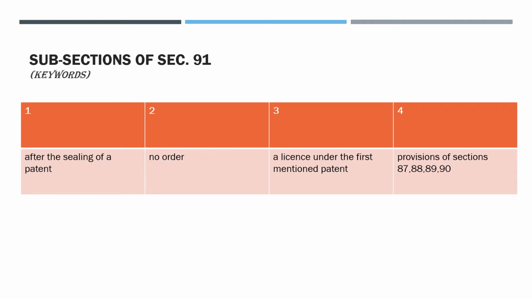For subsection 1, the key phrase is after the sealing of a patent. For subsection 2, the key term is no order. For subsection 3, the key phrase is a license under the first mentioned patent. And for subsection 4, the key phrase is provisions of sections 87, 88, 89 and 90. Fine. So let us try to remember these key terms or key phrases, and let us proceed to the details of the respective subsections.